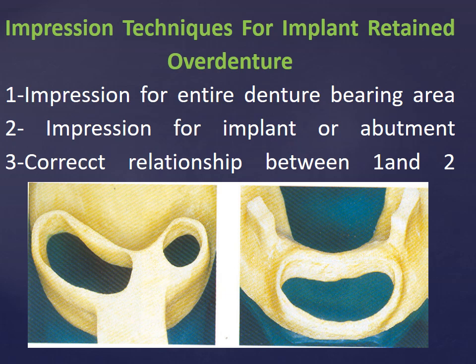Now we go to the impression techniques for implant retained overdentures. The impression for the entire denture bearing area can be taken, and then the impression of the implant or abutment, and after that correct the relationship between the first and second step.